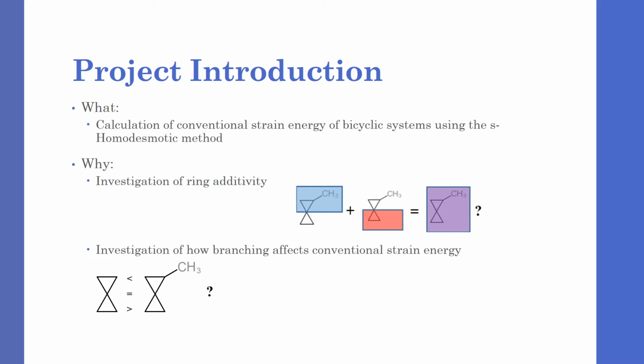Also, we are investigating how branching affects the conventional strain energy of a system. For example, is the unbranched spiro-2,2-pentane's conventional strain energy less than, equal to, or greater than the 1-methyl spiro-2,2-pentane system?